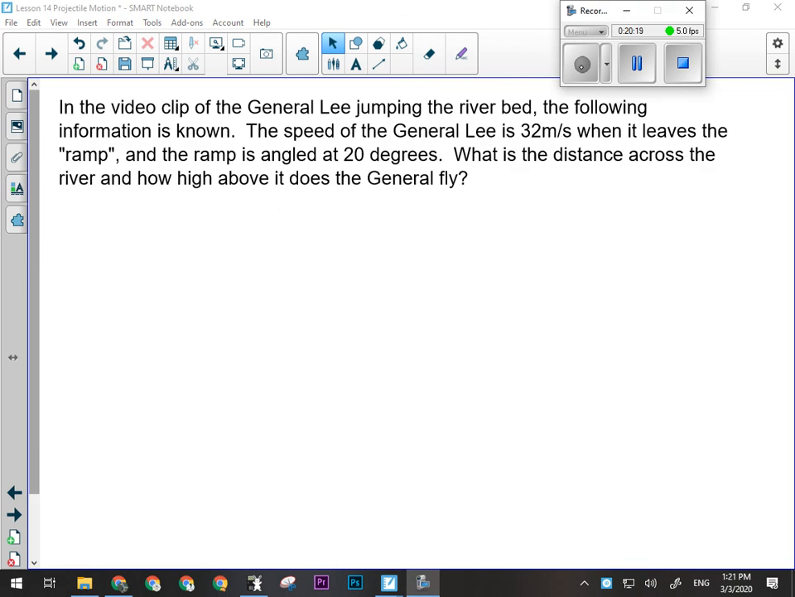So in that particular jump over the river, we know that the General Lee is moving at 32 meters per second. That's around 120 kilometers an hour. The ramp is angled at 20 degrees above the horizontal. And we want to find the distance across the river and the maximum height of the General Lee as it flies across. So the same two things we calculated in the example just a minute ago are what we have to calculate here. So you can start off with this diagram.